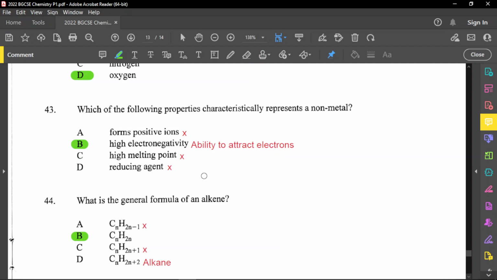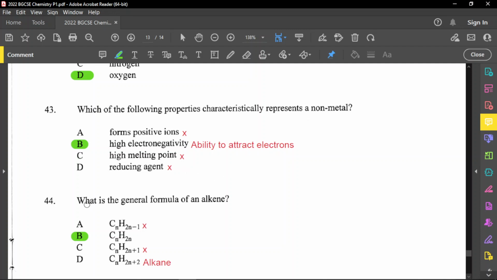Reducing agent, no, they're really oxidizing agents, because they will take electrons from other elements, and so they will cause those elements to be oxidized by losing their electrons. That's what oxidation is. Reduction is to gain electrons. So it causes the other elements to lose electrons, and they themselves gain electrons.